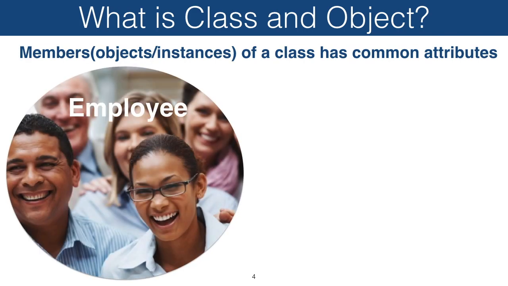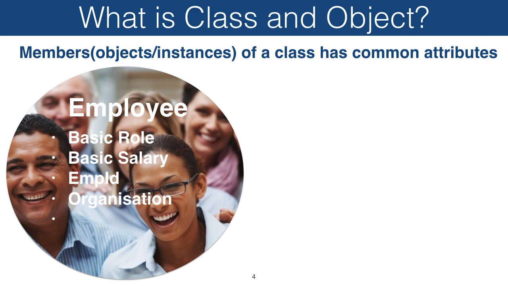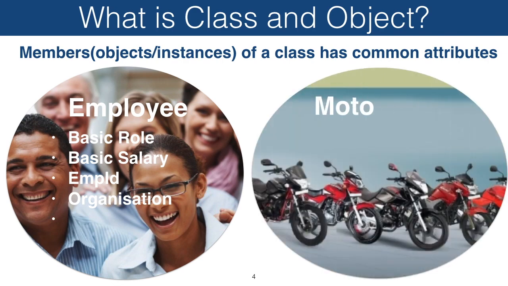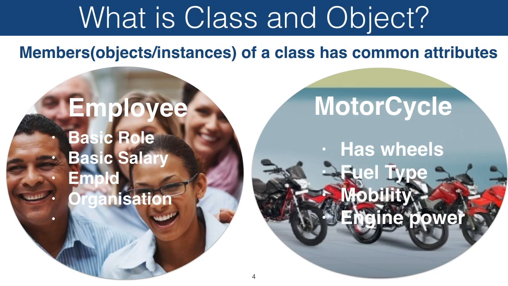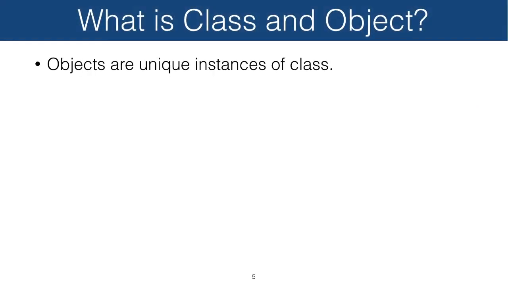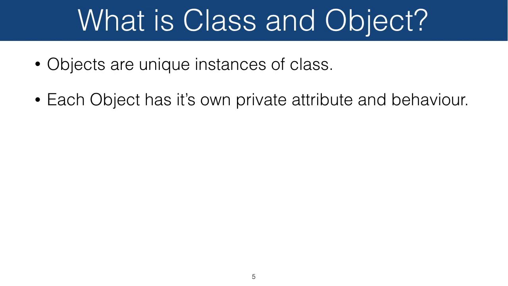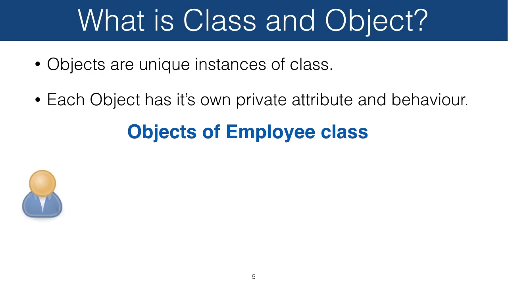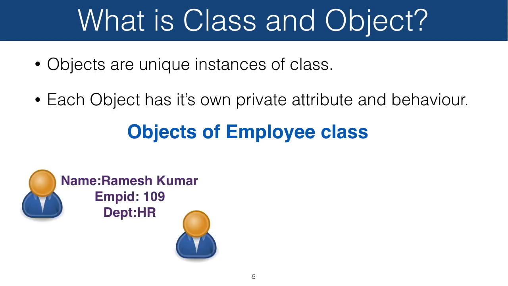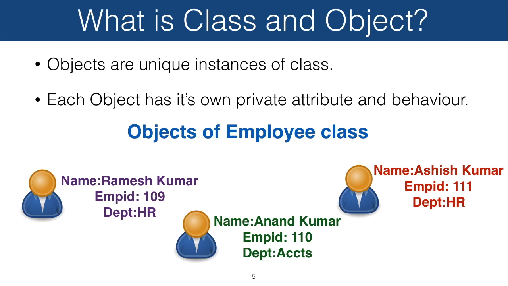Like employee, they will have common attributes like role, salary, employee ID, organization. And like this motorcycle, it will have common attributes like wheels, type, mobility, and engine power. Objects are unique instances of a class. Each object has its own private attributes and behavior. So these are three objects of the employee class. They have their own attributes like name, employee ID, and department.